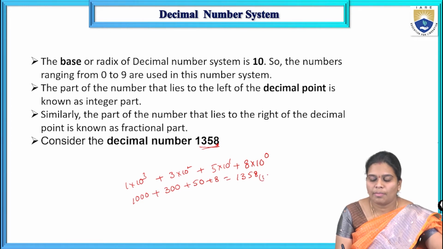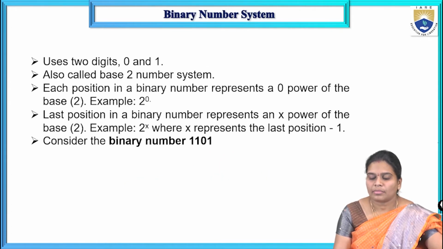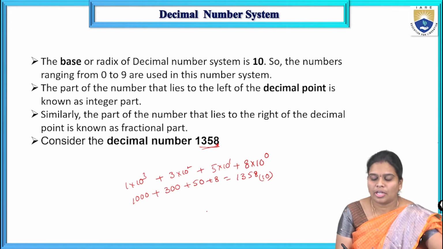So the total number is 1358. The base value is 10. This is the decimal value, and this is the integer value. For example, we take the fractional value also, like 1358.23. On the right side of the point we take the fraction values, and on the left side the integer values. So in the first position we take 8 into 10 power 0 plus 5 into 10 power 1 plus 3 into 10 power 2 plus 1 into 10 power 3.